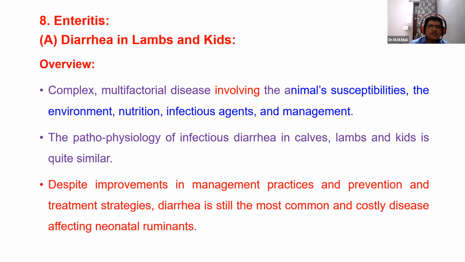So I try to cover this topic of enteritis and divide this condition into two parts, starting with diarrhea in lambs and kids. Diarrhea in lambs and kids is a more serious concern, and the etiological factors are also very vast. It is a complex multifactorial disease that involves the animal's susceptibility, the environment, the nutrition, the presence of infectious agents, bacteria, viruses, fungi, and protozoan parasites, and the management practices. The pathophysiology of infectious diarrhea in calves, lambs, and kids is quite similar. Despite improvements in management practices and prevention and treatment strategies, diarrhea is still the most common and costly disease affecting neonatal ruminants.